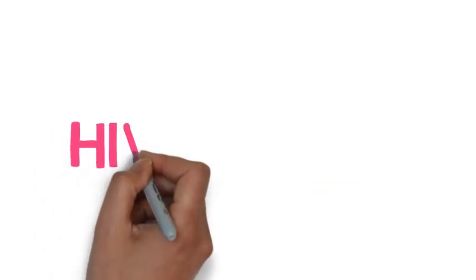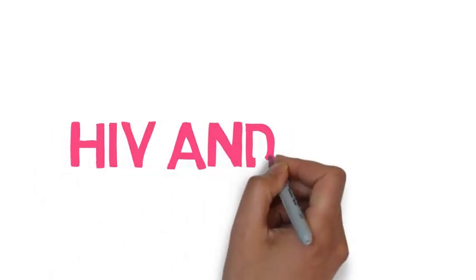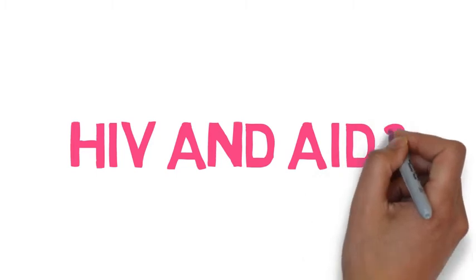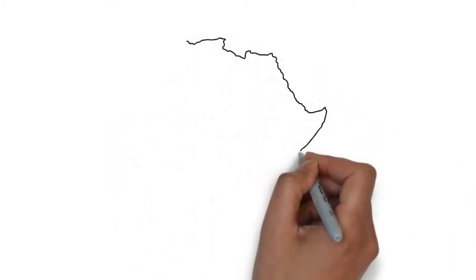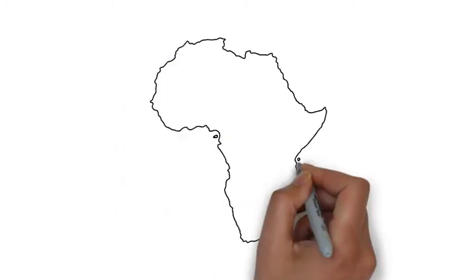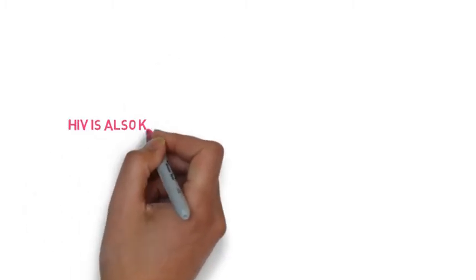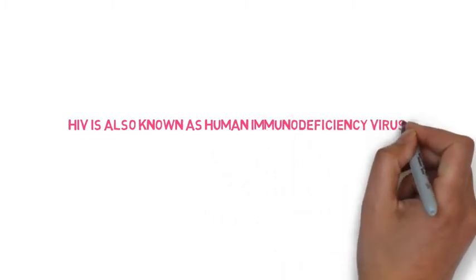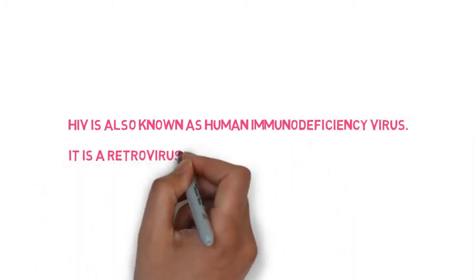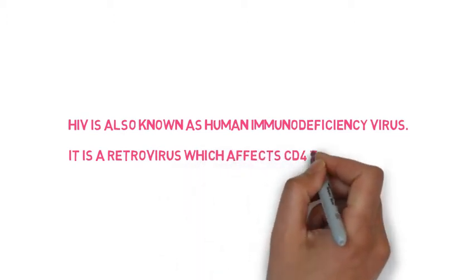Today I'm going to talk about HIV and AIDS. HIV affects 35 million people worldwide, and more than half of these people are in Africa. HIV is known as human immunodeficiency virus, and it is a retrovirus which affects CD4 plus T cells.